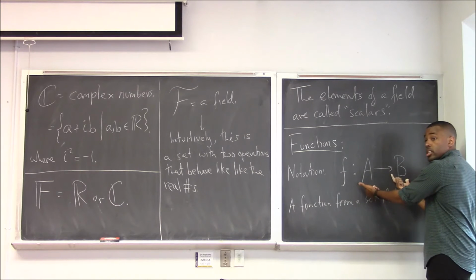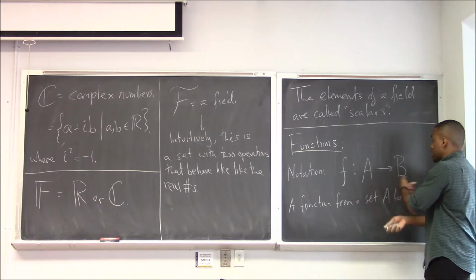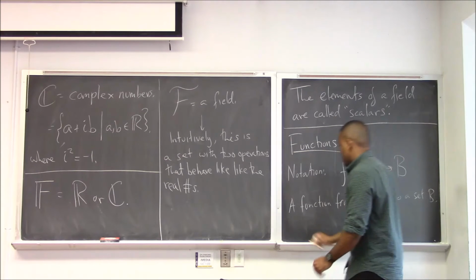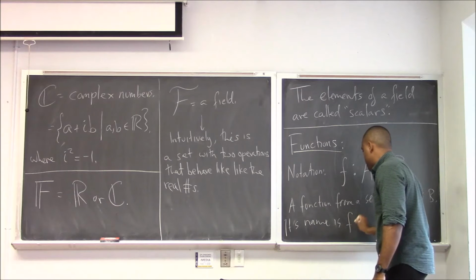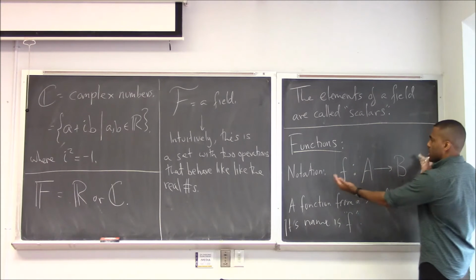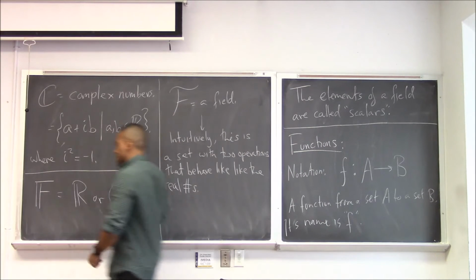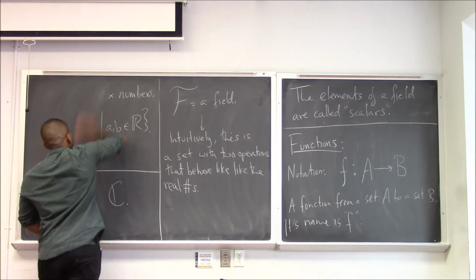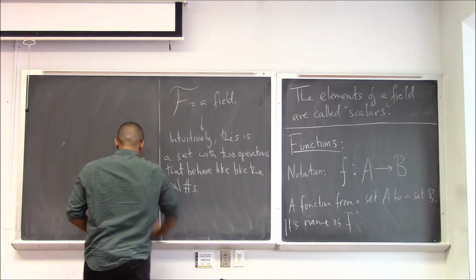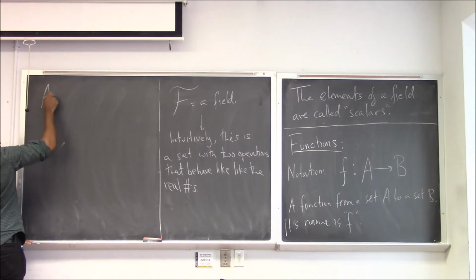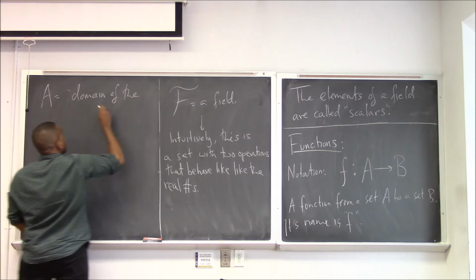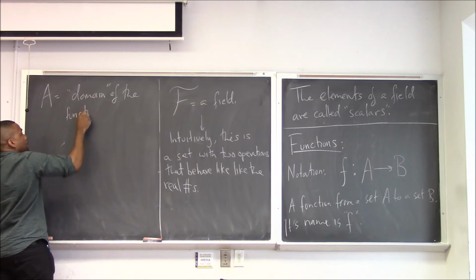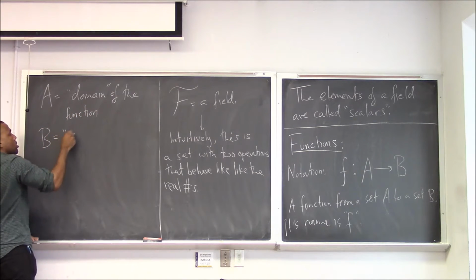So these are two collections of objects. I'm creating a function that goes from one collection of objects to another collection of objects. Its name is f. f is the name of the function. So this is the notation for a function. Now a function is a rule that makes assignments between collections of objects. So A is called the domain of the function. B is called the codomain of the function.